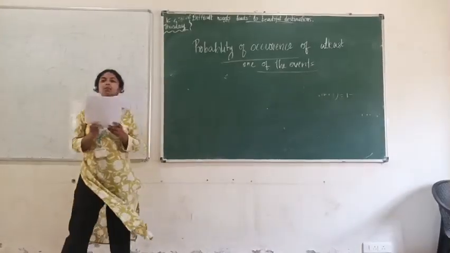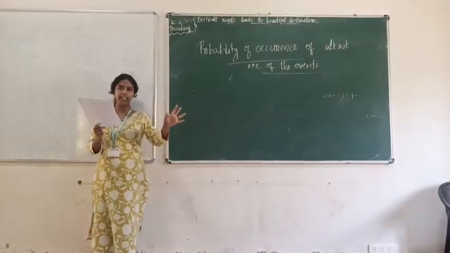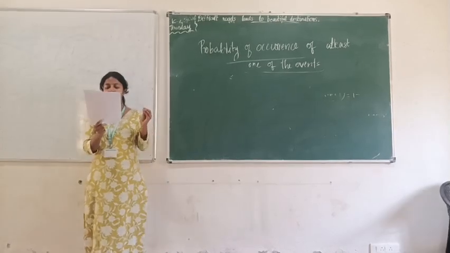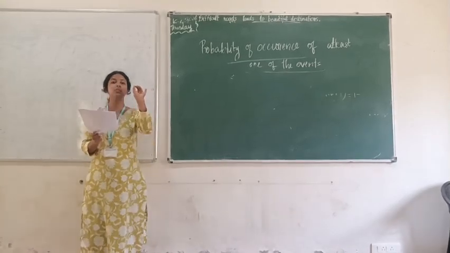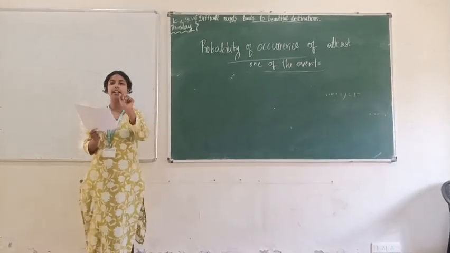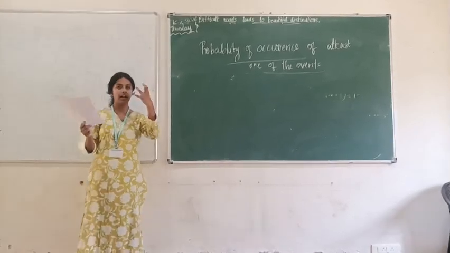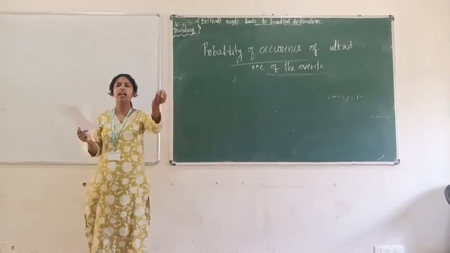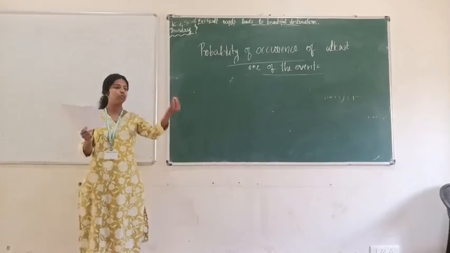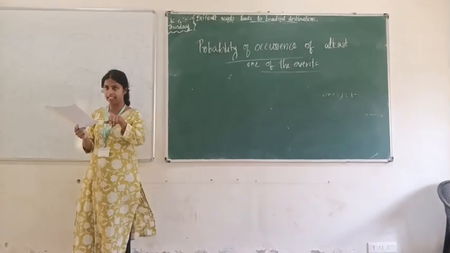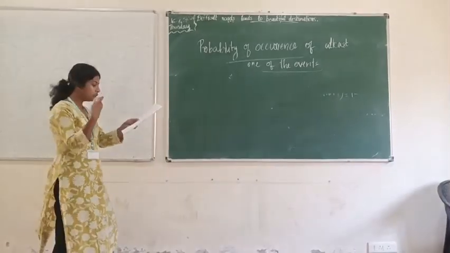Okay. The next one: if you are tossing a coin as well as rolling a dice, we have to find the probability of getting at least one head as well as at least a 6 in the dice. At the same time we are tossing a coin as well as rolling a dice, so we have to get at least one head, and here we have to get the number 6.